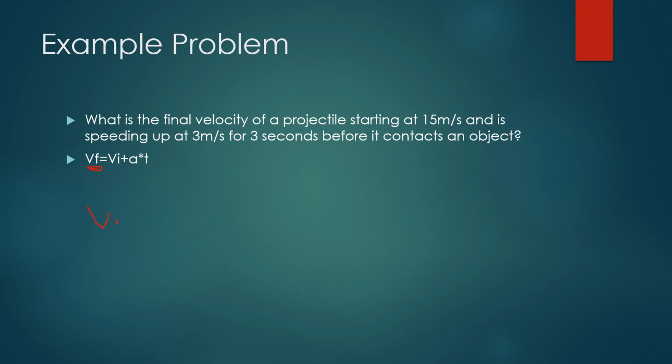The VI is 15 meters per second. The A is 3 meters per second. And the T is also 3. So VF, which is the final velocity, will equal 15 plus 3 times 3. So VF will equal 24 meters per second.